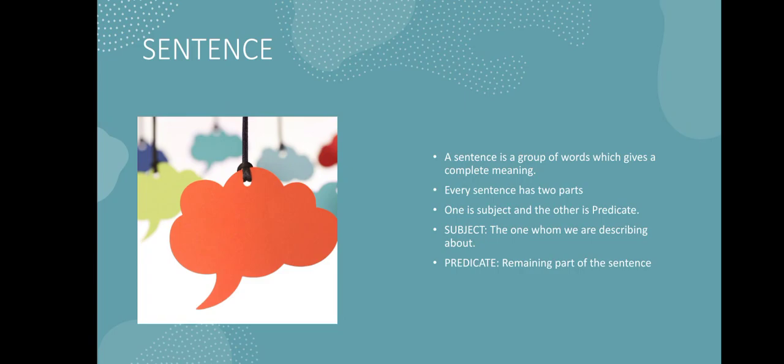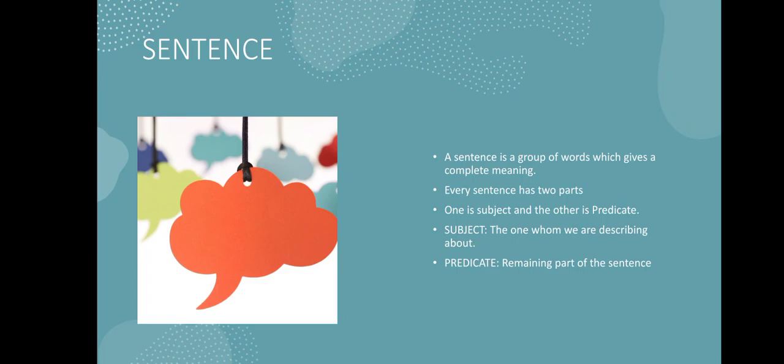Generally the correct format of the sentence is subject plus verb plus object, and in some cases subject plus verb also gives the complete meaning. For example, the dog barks, and the other example, she sleeps at night. These are two different examples where we get subject plus verb plus object and subject plus verb.